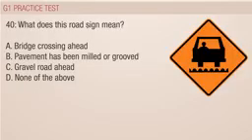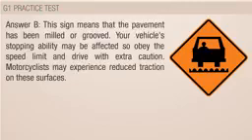Question 40. What does this road sign mean? A. Bridge crossing ahead. B. Pavement has been milled or grooved. C. Gravel road ahead. D. None of the above. Answer B. This sign means that the pavement has been milled or grooved. Your vehicle's stopping ability may be affected, so obey the speed limit and drive with extra caution. Motorcyclists may experience reduced traction on these surfaces.